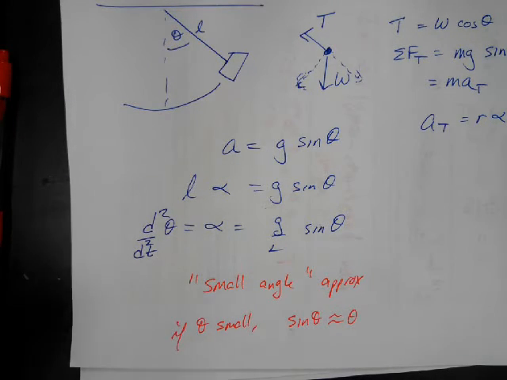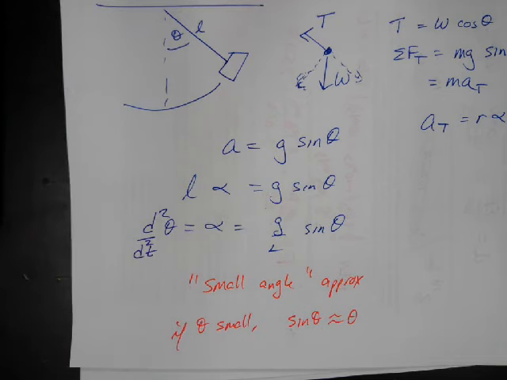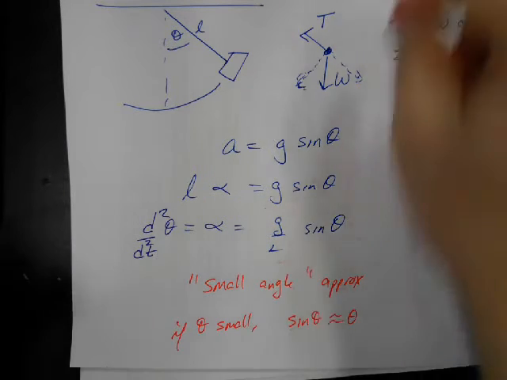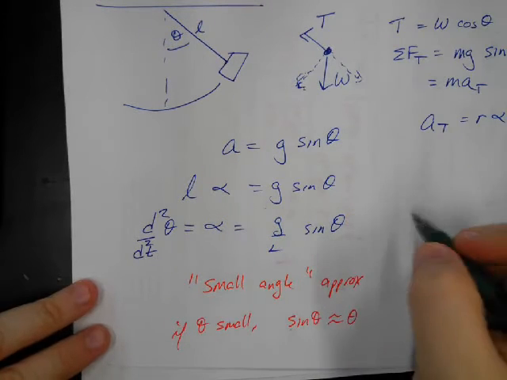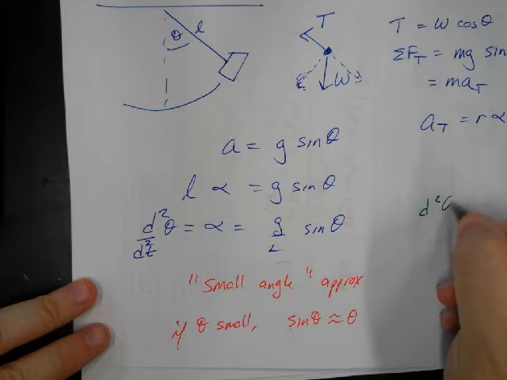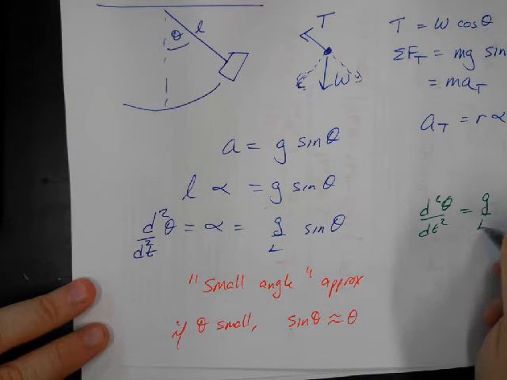It's going to get closer. It's a better and better approximation. What's happening is theta is getting closer and closer to 0, and so is sine theta. They're getting closer and closer to each other. So that changes our formula. We can sub it in. We'll have d squared theta over dt squared is g over L theta.